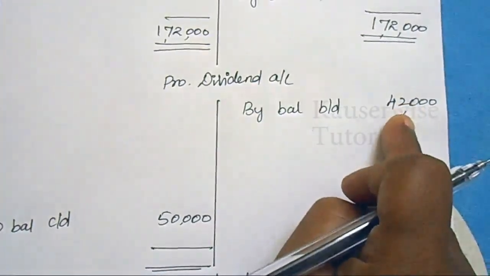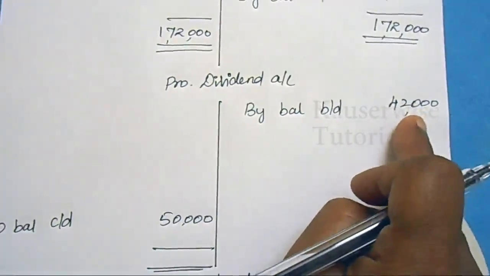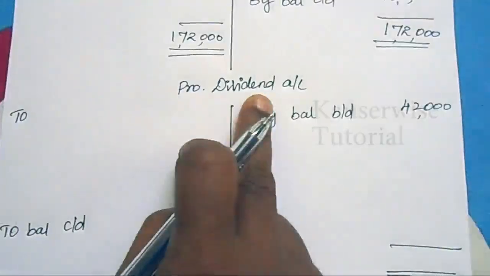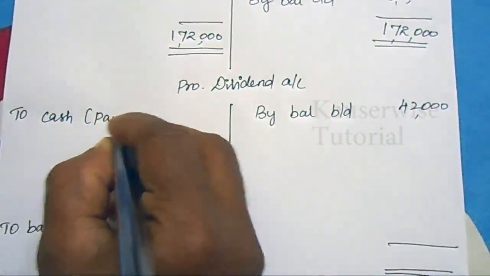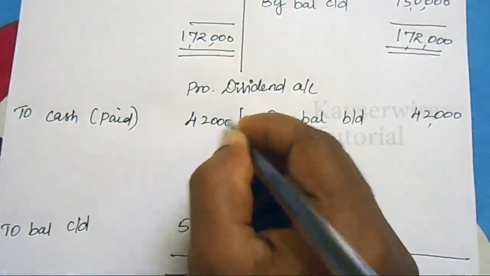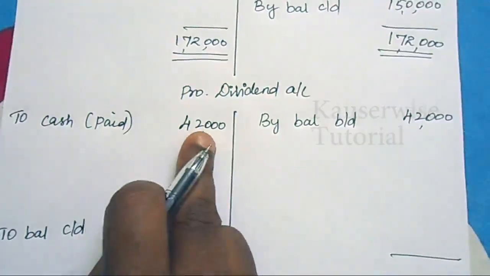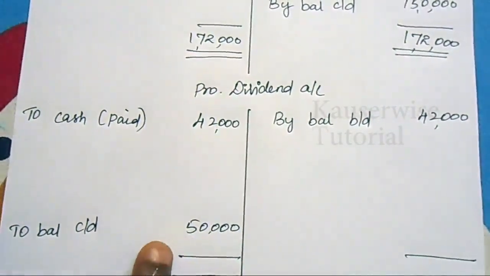When you pay proposed dividend to shareholder, what is the entry? Proposed dividend account to cash. That is paid. How much? 42,000. Last year you have made provision. This year you have paid. And what is this? This amount you have made provision for current year.